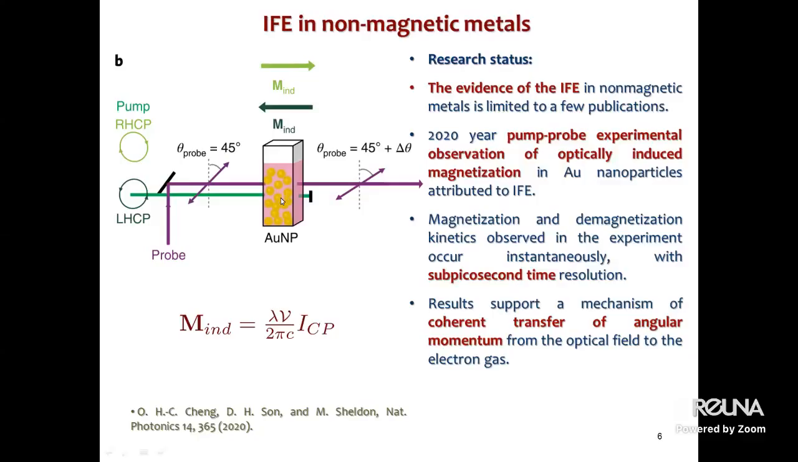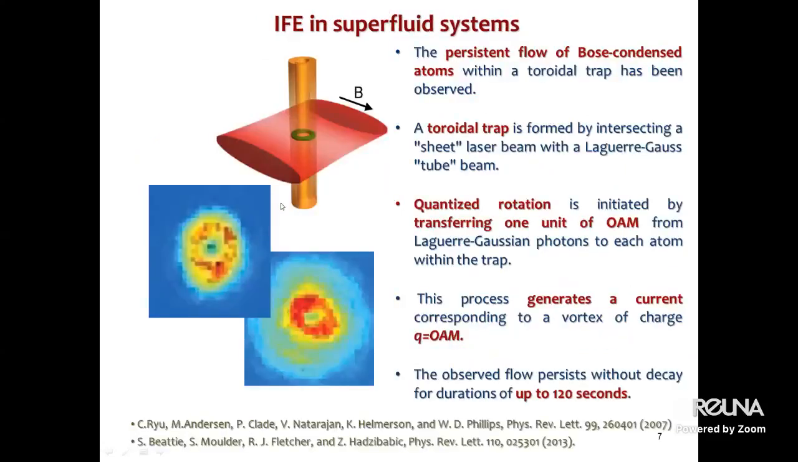That was metallic nanoparticles, but what about Bose-Einstein condensate gases? It was also observed, for example, here, the persistent flow of Bose condensed atoms with a toroidal trap has been observed in works described in these two papers. A toroidal trap is formed by intersection of a sheet laser beam, red here, with Laguerre-Gauss tube beam, orange here.